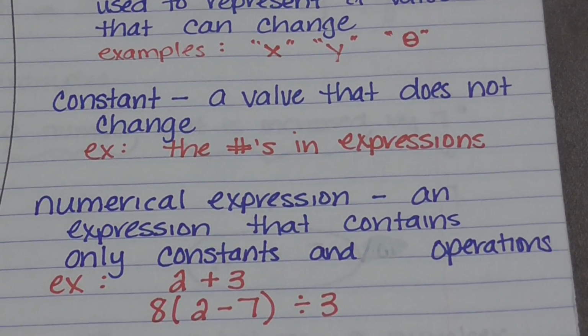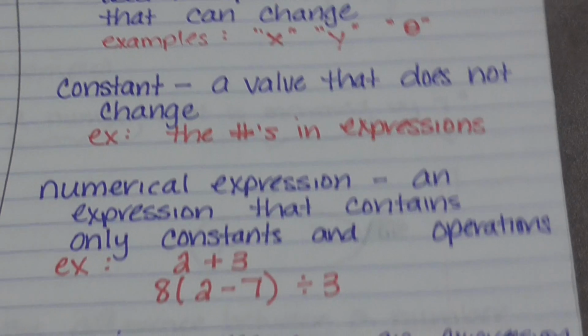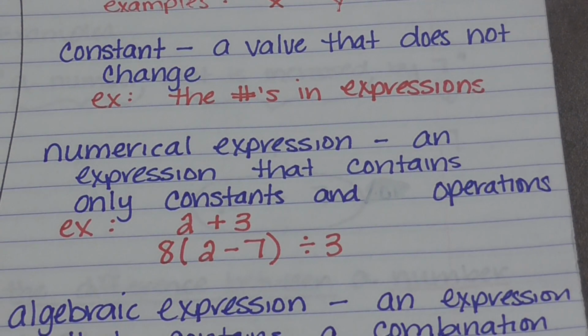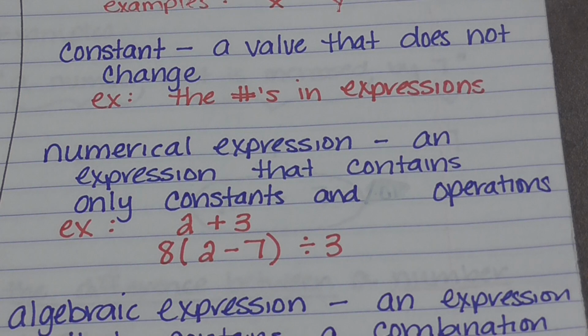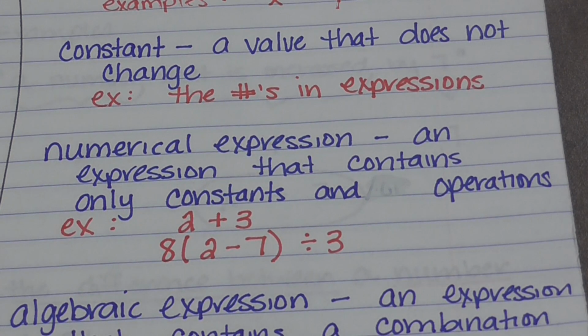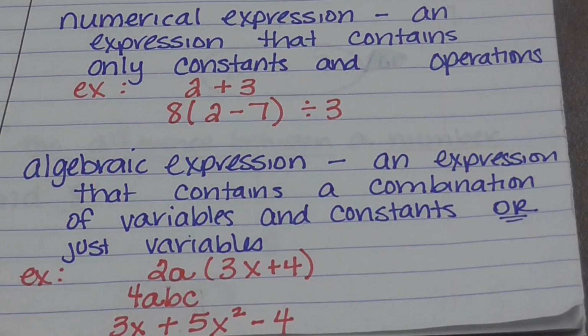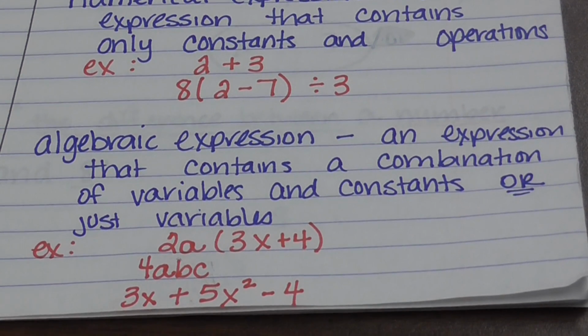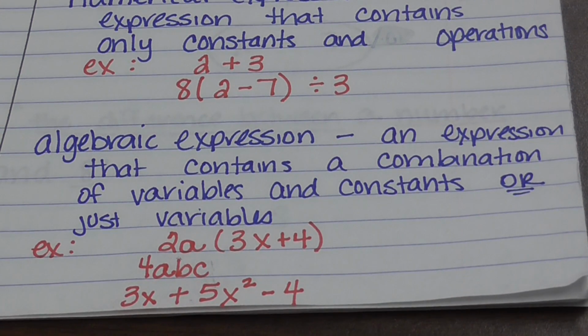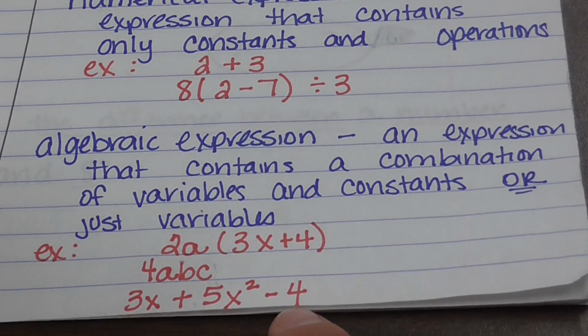A numerical expression is an expression that contains only constants and operations. So 2 plus 3 is a numerical expression. 8 times the quantity 2 minus 7, all divided by 3. That's a numeric expression. An algebraic expression is an expression that contains a combination of variables and constants or just variables. So 2a times the quantity 3x plus 4. That's an algebraic expression. 4 times a times b times c. That's also algebraic. 3x plus 5x squared minus 4 is another algebraic expression. So this is going to contain a combination of numbers and letters.